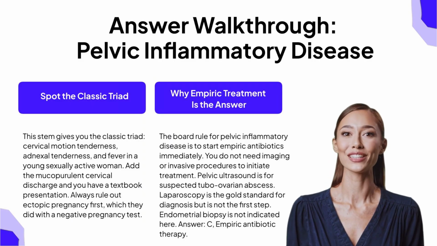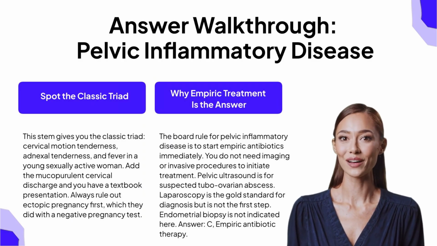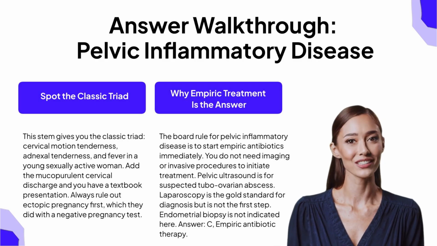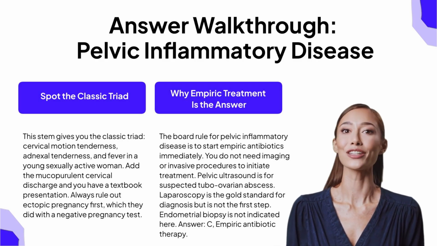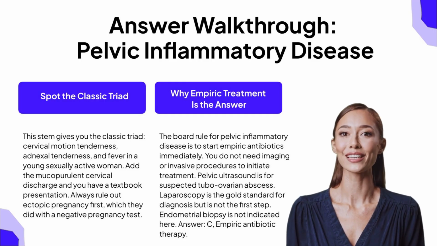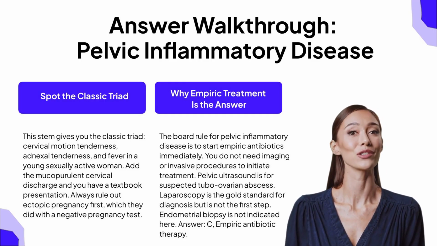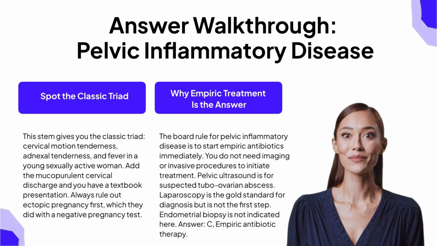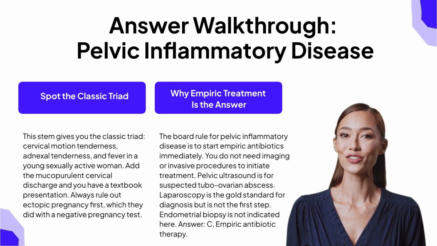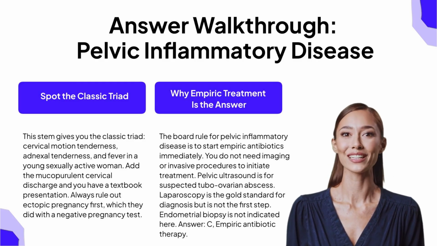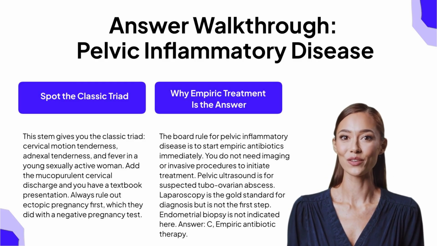Let us walk through this answer. The stem describes the classic pelvic inflammatory disease triad: cervical motion tenderness, adnexal tenderness, and fever in a young sexually active woman. The mucopurulent cervical discharge adds further support. The negative pregnancy test is critical because it rules out ectopic pregnancy, which must always be excluded first. Now here is the key board rule. For pelvic inflammatory disease, you start empiric antibiotics right away.